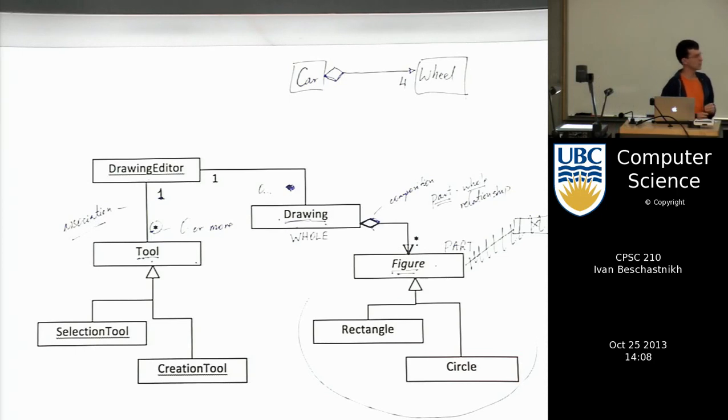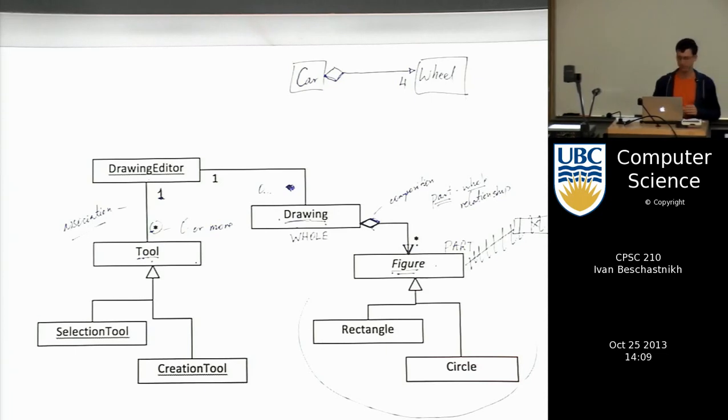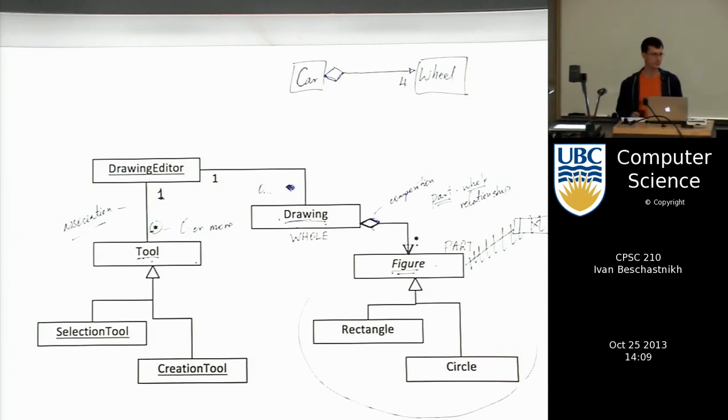You guys have any questions about associative compositional relationships? Completely clear?